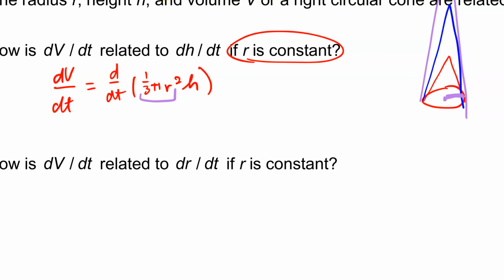Okay. So if I'm treating it as a constant, dV/dt is just going to be 1/3 pi r squared times dh/dt, because r is being constant. Oops, make this an h.